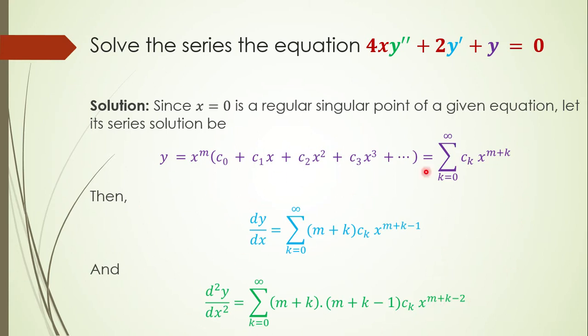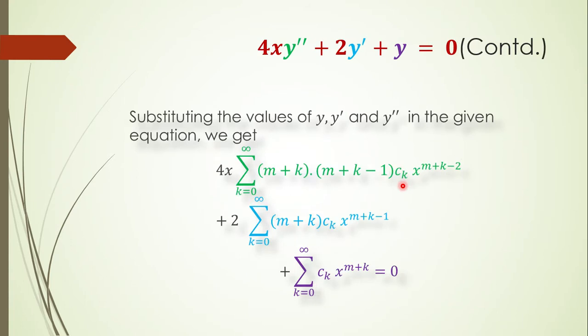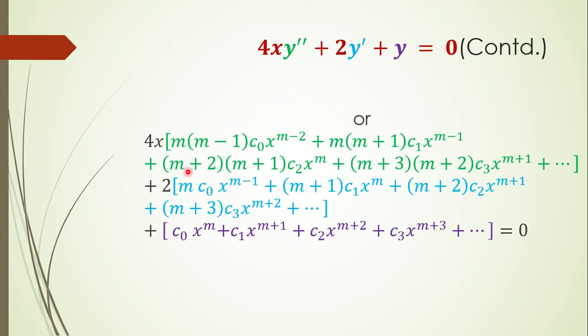Putting these values in the equation, we get 4x times the second derivative plus 2 times the first derivative plus y is equal to 0. Substituting the values of y, y dash and y double dash, we get this equation. Next, this is the expansion of the summation.